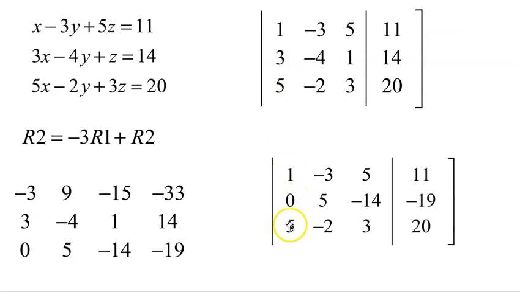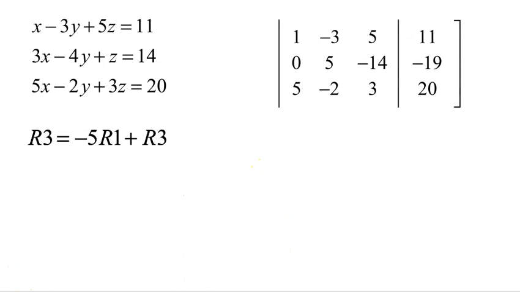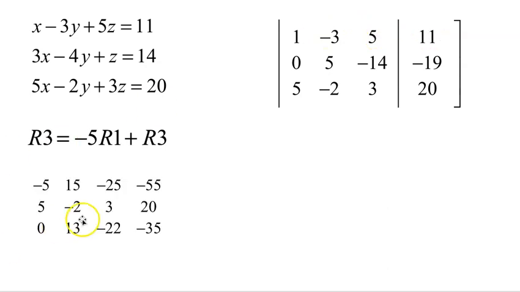Next, I need to eliminate that 5. So we're going to multiply the first row by negative 5, add it to the third row. Row 3: negative 5 times row 1 plus row 3. Negative 5 times 1, negative 5. Negative 5 times negative 3, positive 15. Negative 5 times 5, negative 25. Negative 5 times 11, negative 55.